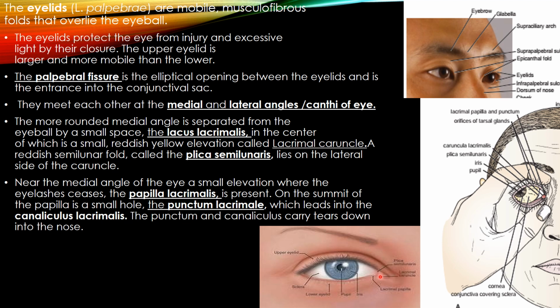Near the medial angle of the eye, there is a small elevation where the eyelashes cease. This area is called papilla lacrimalis, and on the summit of this papilla there is a small hole, the punctum lacrimale, which leads into the canaliculus lacrimalis. The punctum and canaliculus carry tears down into the nasal cavity.